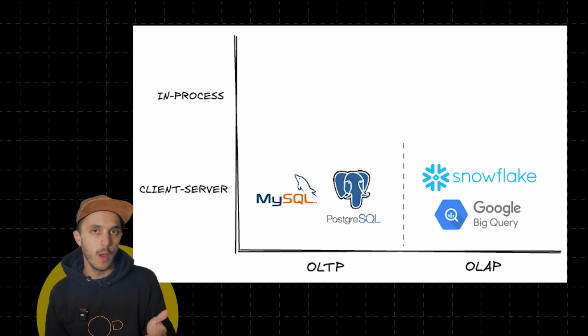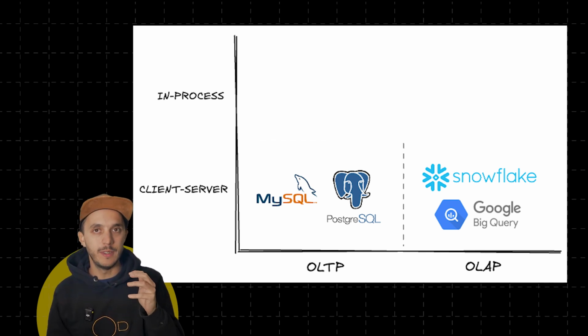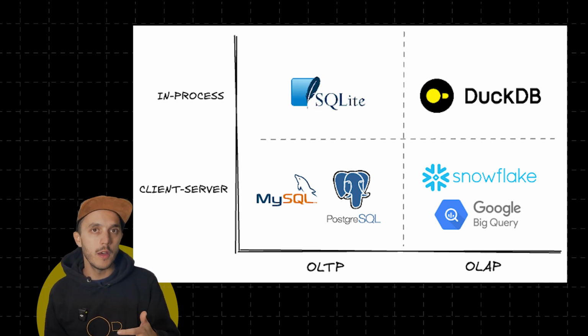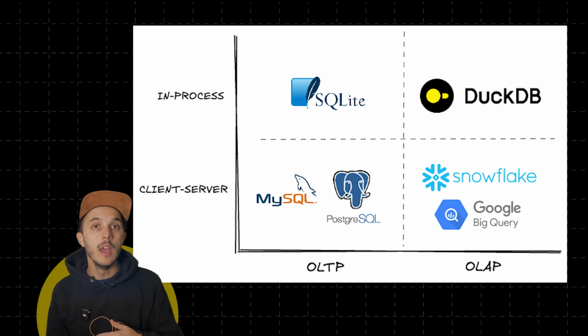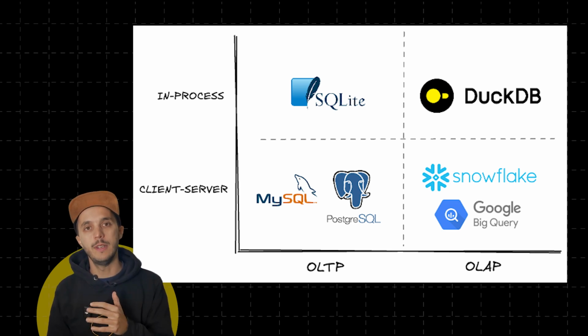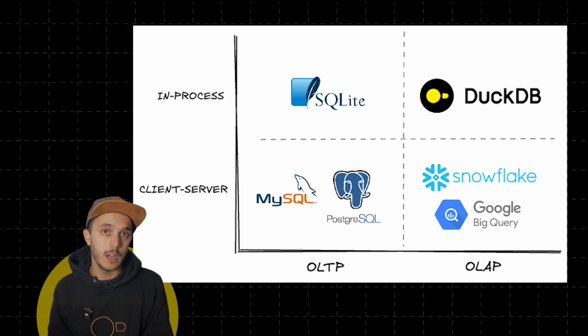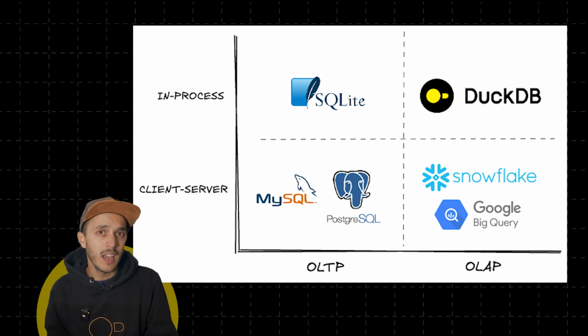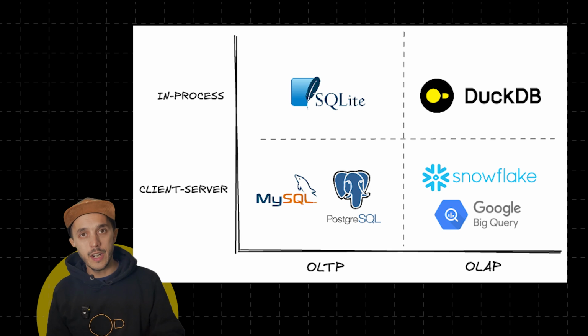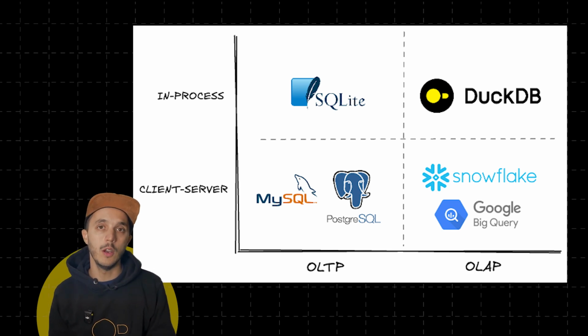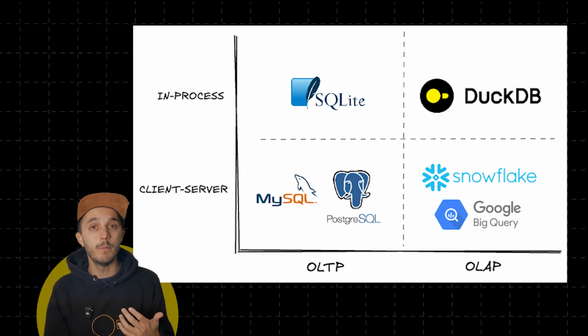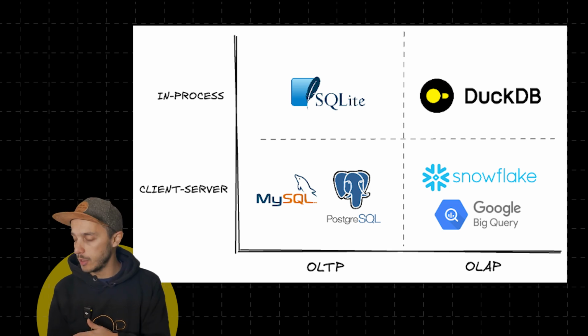So DuckDB, however, is an in-process OLAP database. While SQLite is a well-known in-process OLTP database, DuckDB introduced something new, an in-process OLAP database. Optimized for analytical workloads, it's really kind of a new database. And while it shares the simplicity and portability of SQLite, its goals and use cases are different. DuckDB is designed specifically for analytics and can run on virtually any platform, from laptops to cloud-based workflows.